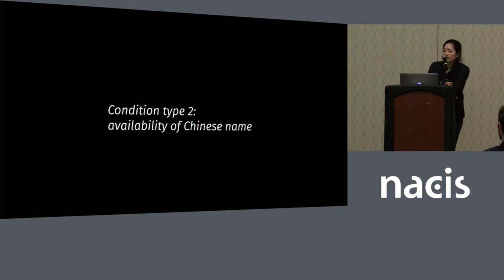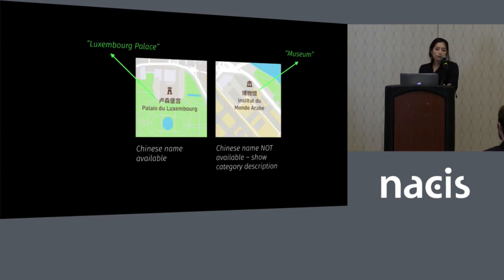The second condition type we tested was the availability of Chinese name in our data. We can pretty much predict what types of features might have established Chinese names and which ones might not. For ones with Chinese names, we would display that with various other options, like you see on the left. On the right, this is an example of a feature that we assumed we would not have a Chinese name for, and instead we're showing a Chinese category description. This example shows the description museum written in Chinese instead of an actual Chinese name.